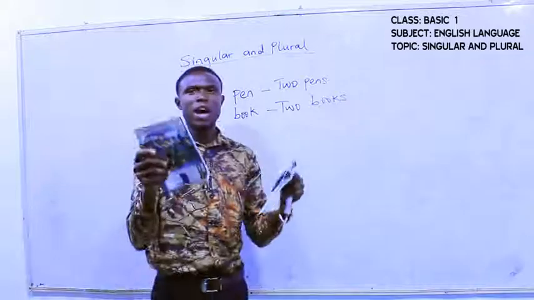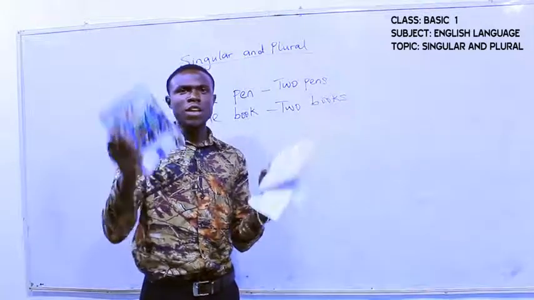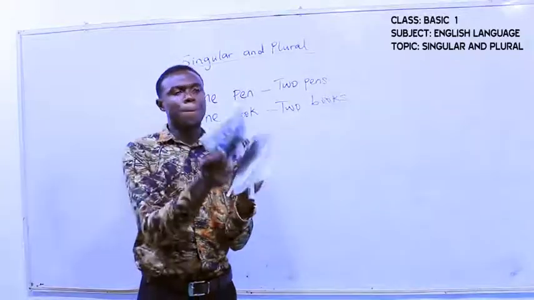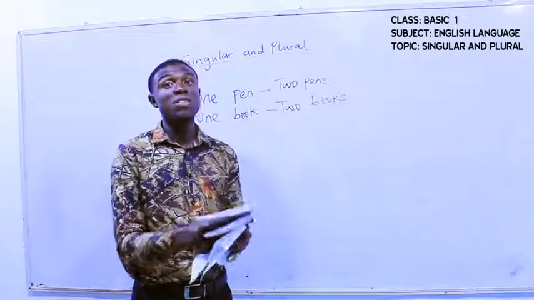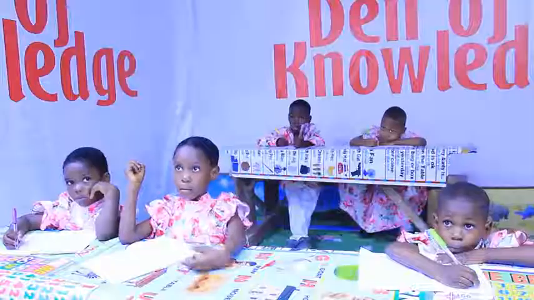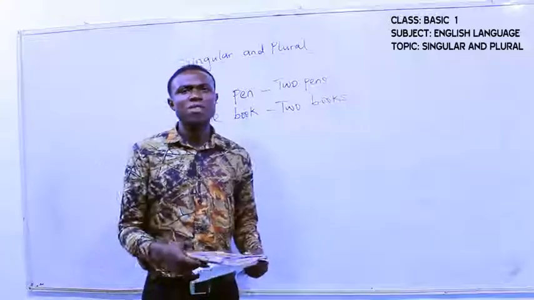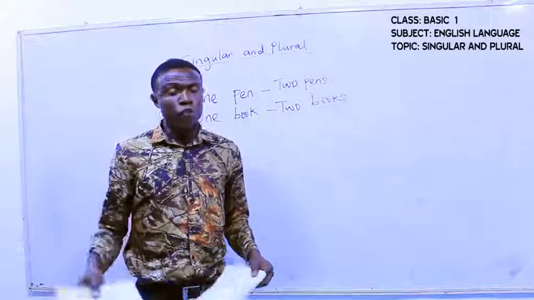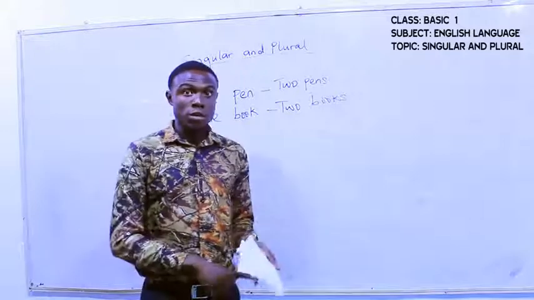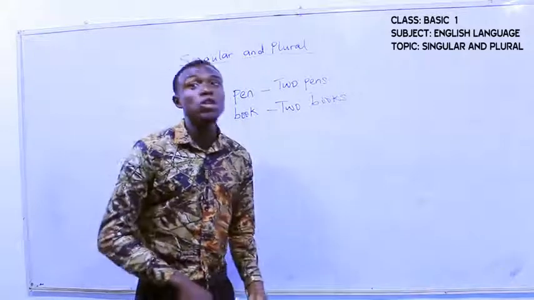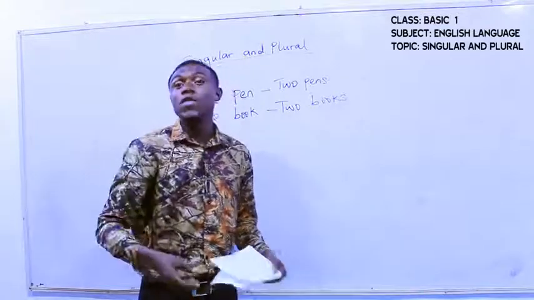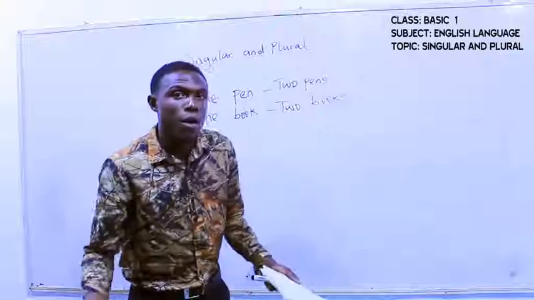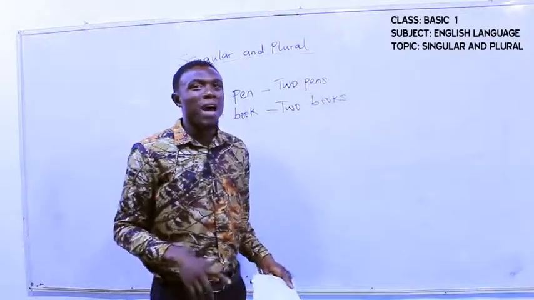Now see, there are two books. These two books are now what? Plural. These two books are what? Plural because they are more than one. You can have as many as you want. Even if it is 10 plural, 20 plural, to 1 million. They are all what? Plural. Because they are more than one.